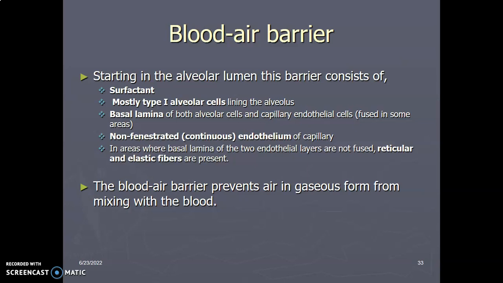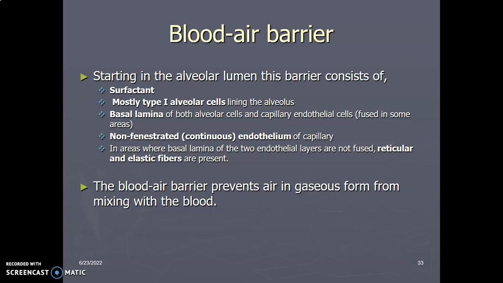Because it's between the type 1 pneumocytes and the capillary endothelial cells. So the alveolar pneumocyte is containing air. Capillaries are containing blood. You don't want air to enter blood because you have thrombus, or I mean emboli. Air is not supposed to be in blood vessels. So that's the function of the blood-air barrier, to prevent air in gaseous form from mixing with the blood.